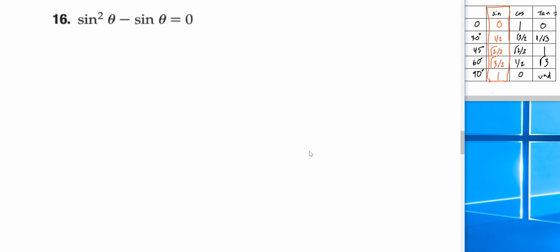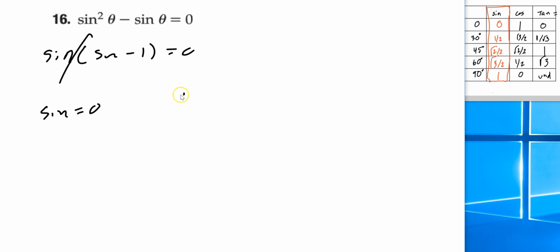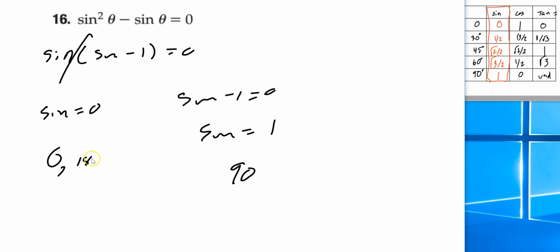So this next one, I just have to solve it. If you notice, they both have a sine, so you're going to factor it out. End up with sine times sine minus 1 equals 0. Same idea, we'll split it. Sine equals 0, sine minus 1 equals 0. So you get sine equals 1. Again, a couple ways to do this. Table: where does sine equal 0? 0. Where does sine equal 1? 90. Don't forget this also has to be 180.